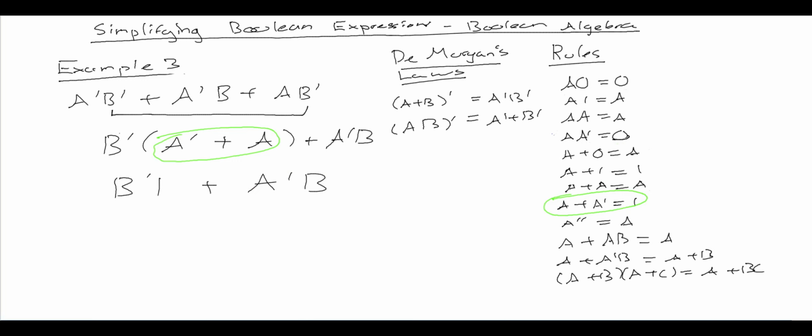Then we've got an occurrence of one of our other rules just here. We've got an occurrence of this, and that's just saying that anything ANDed with 1 is just itself. So we can simplify this down to not B.